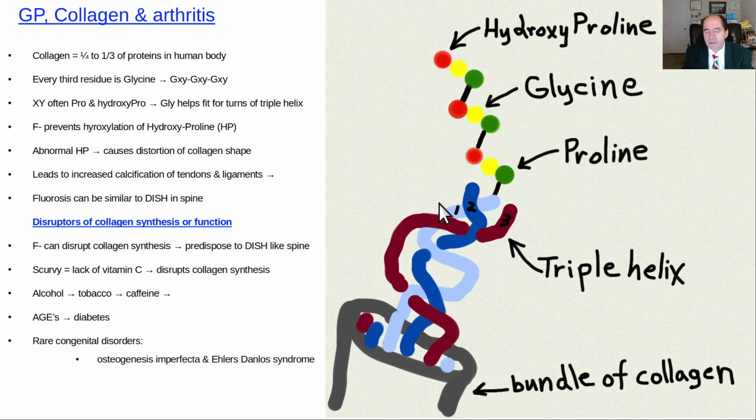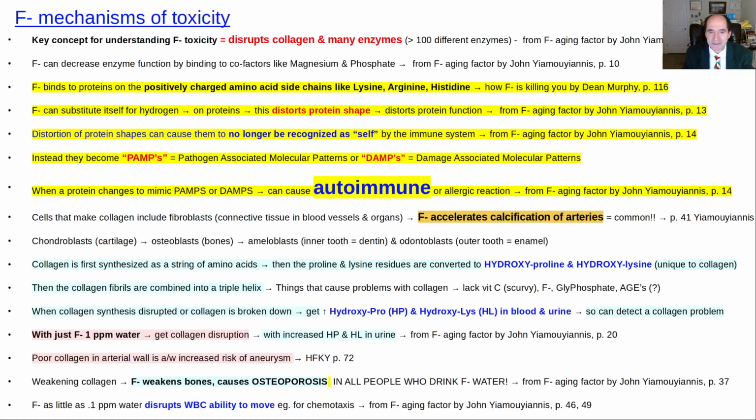It's known to lower IQ. It's known to significantly damage collagen, the scaffold in the entire human body, and it can cause autoimmune disease. I mean, what more motivation do you need than that to avoid it? Okay, it disrupts many other enzymes as well. Over 100 different enzymes, according to Yiamouyiannis, are negatively affected by F-.